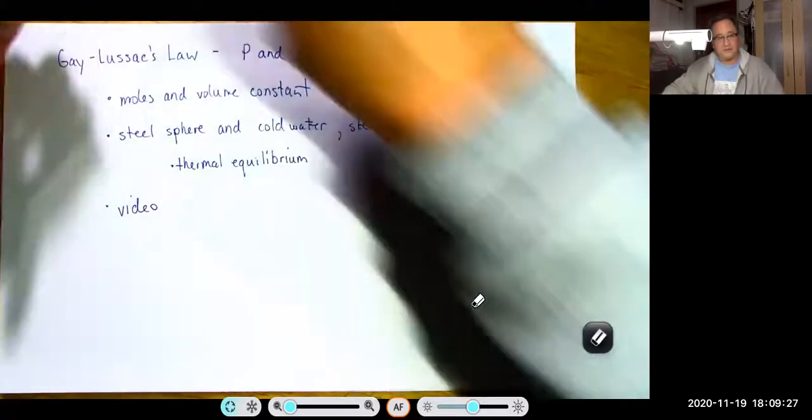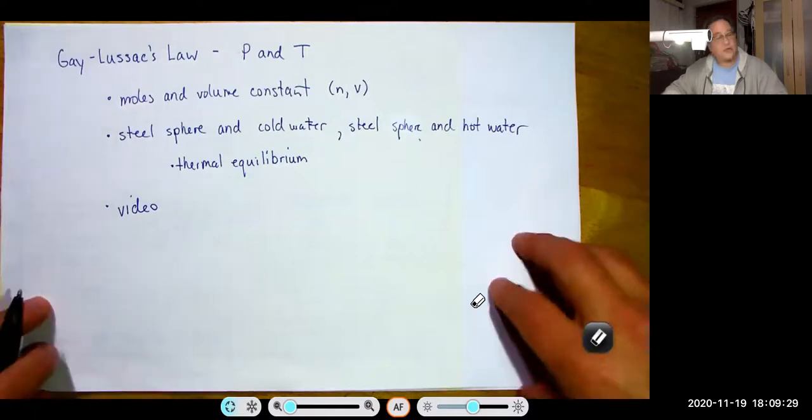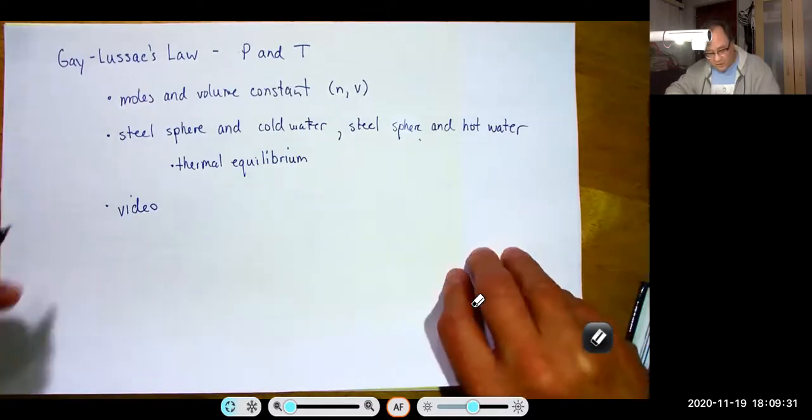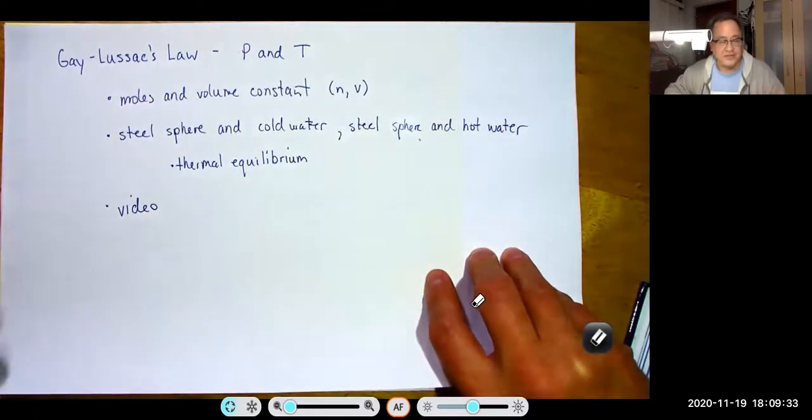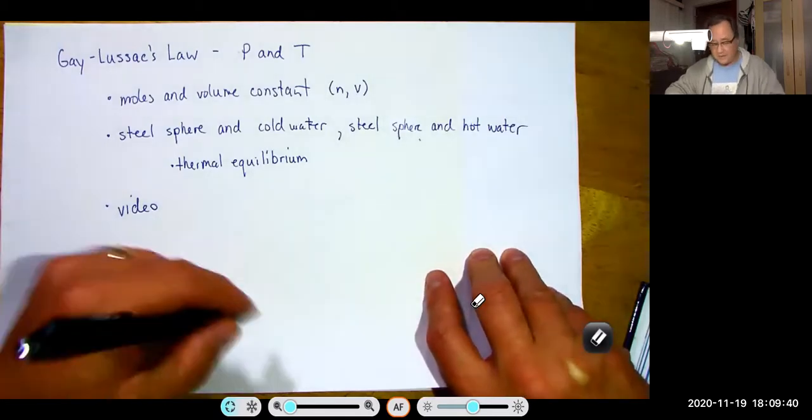Okay, so Gay-Lussac's law, pressure and temp. It's hard for me to draw a little picture where it shows that we're changing the temp and the pressure. So I guess we could do that. We could draw the sphere and all that, but I'm not going to bother with that.